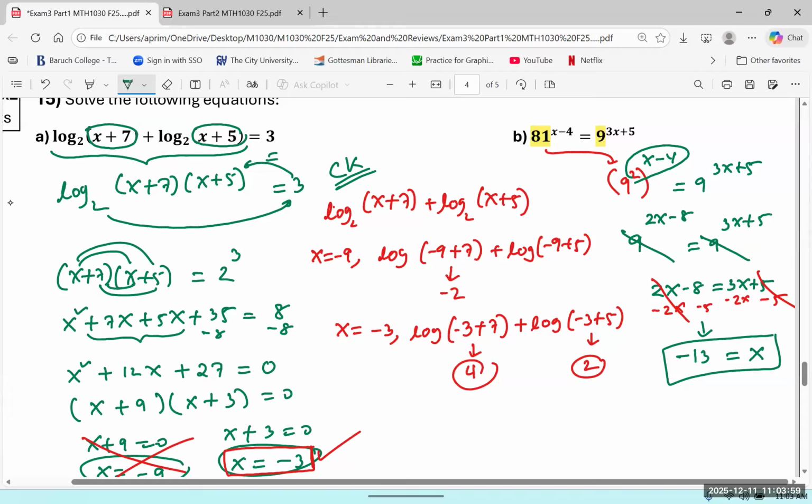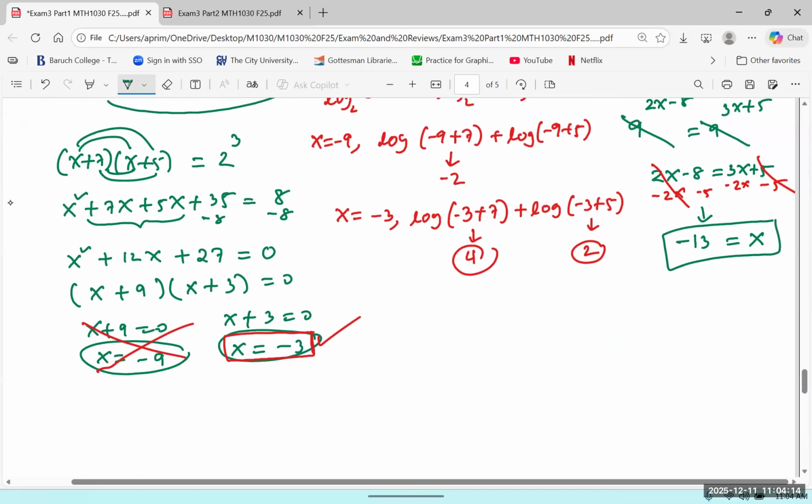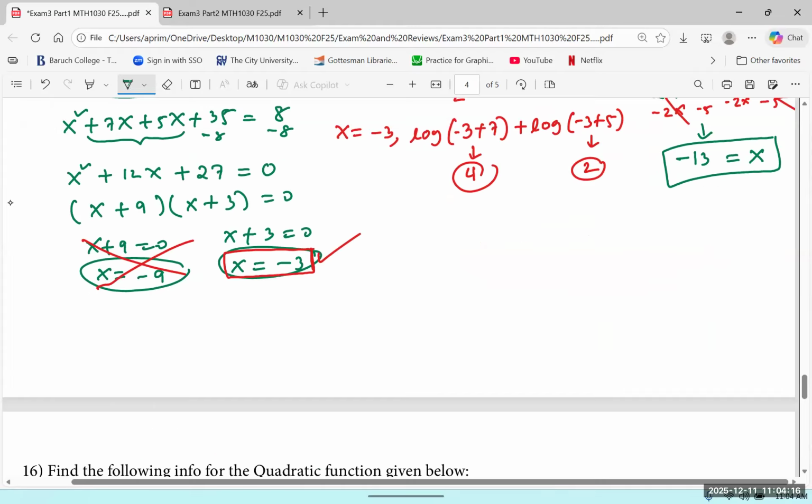So exponential logarithmic graph has a problem. It cannot take negative or 0. Same thing, radical has a problem. It cannot take negative. So when you solve a radical equation, you must check. When you solve a logarithmic equation, you must check. So these are the final exam questions.